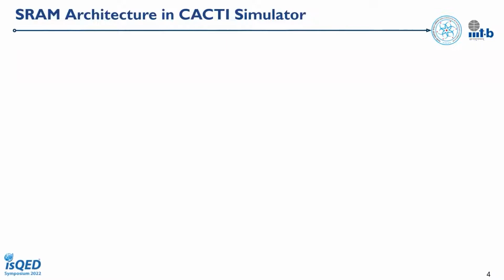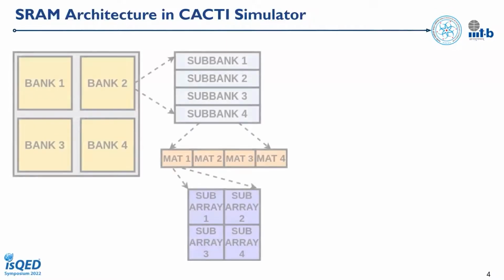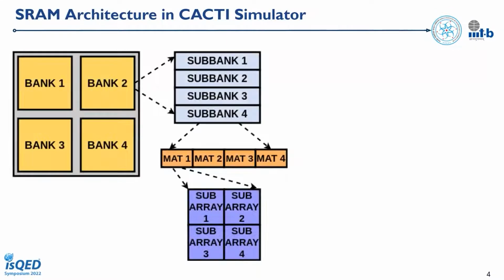SRAM architecture in the CACTI simulator. The figure shows the architecture of the memory array in CACTI. As we can see, at the highest level, the array is composed of multiple identical banks. Each bank can be concurrently accessed and has its own address and data bus. Next, each bank is composed of multiple identical subbanks with one subbank activated per access.